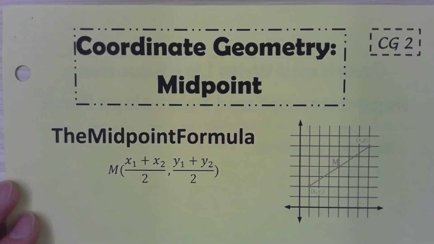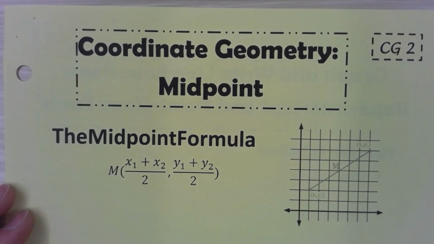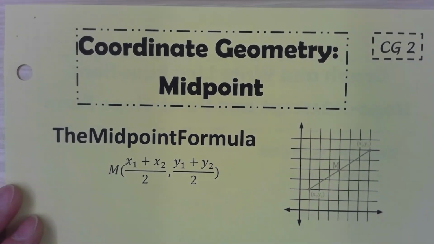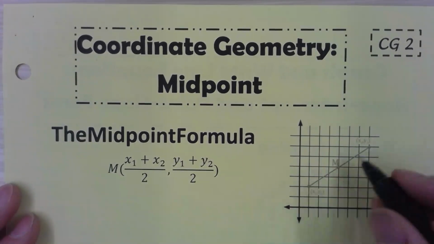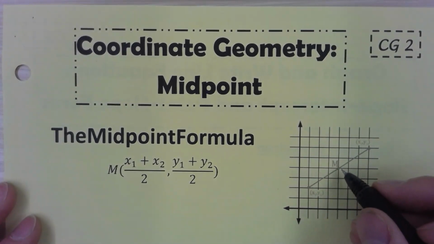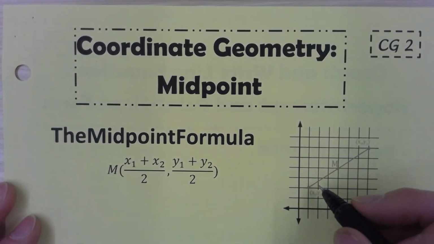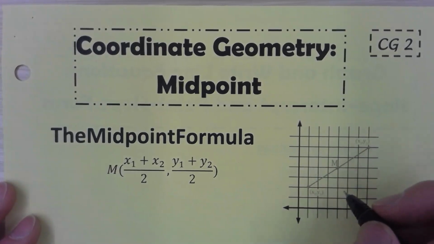Again, geometry. Welcome to our next section, CG2 on the midpoint formula. We're going to be looking to find the midpoint, which is the halfway point between two endpoints on a segment. As we found out in our geometry basics unit, the midpoint bisects a segment into two congruent segments. So it splits this into two equal pieces.